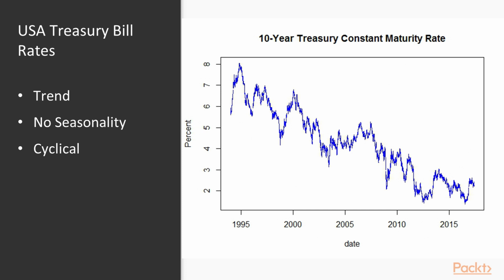The next data set is the 10-year treasury constant maturity rate, and we see that there is a downward sloping trend in the data set. We don't see any seasonality, which is obvious because it's an interest rate and it does not have a high correlation with seasons. However, we do see a little bit of cyclical movement, because as the economy goes through different phases, the interest rates sort of respond to these changes in the cyclical patterns.